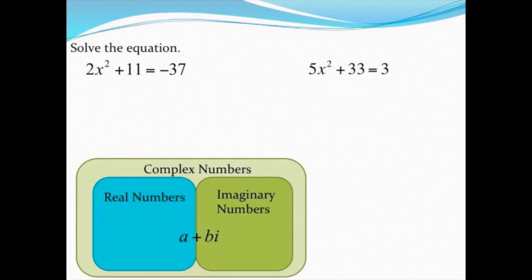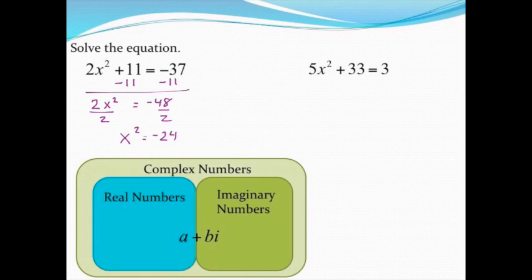2x squared plus 11 equals negative 37. We'll start out like we would normally start out solving a problem using square roots, by getting that square root isolated, so I'll subtract 11 from both sides. And then I'll go ahead and divide both sides by 2, just like I normally do, and I get down to the point where I now get x squared equals negative 24.